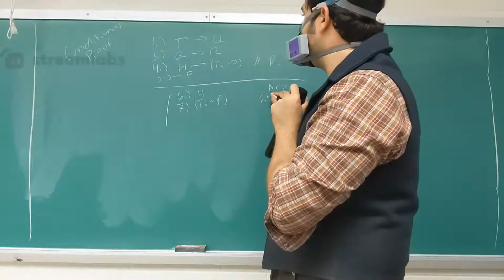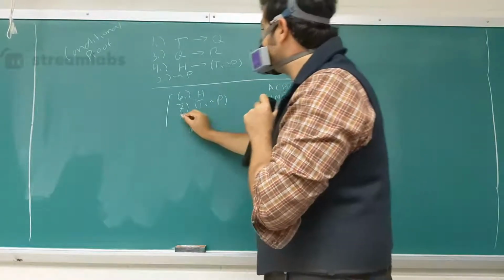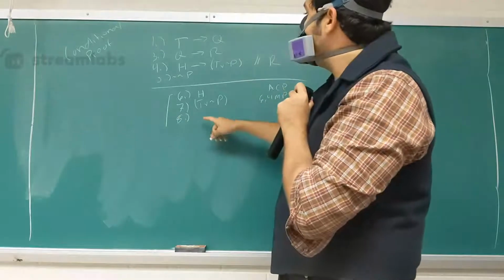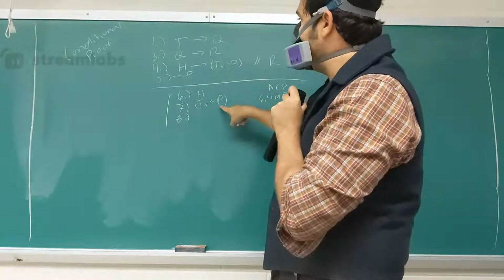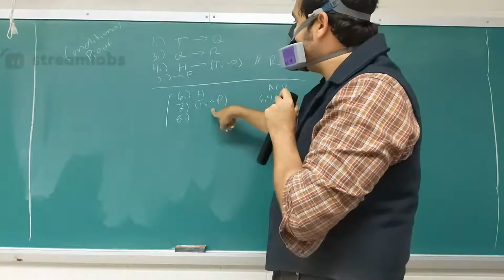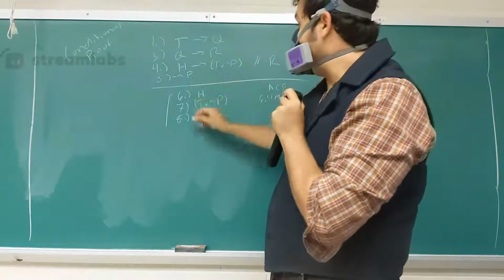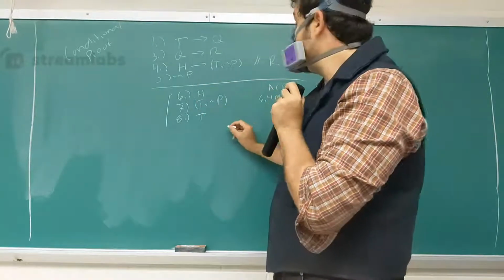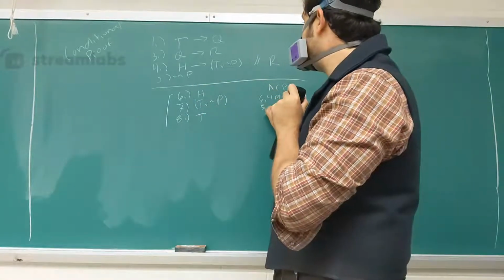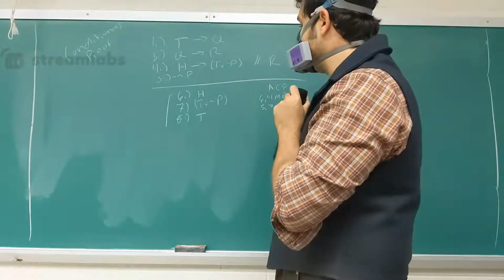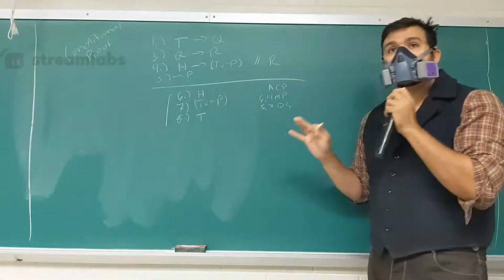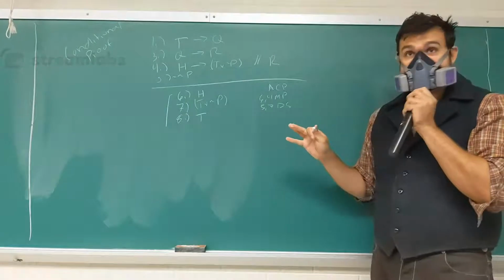From 6-4 modus ponens, 8. Well, given this assumption, I've gotten this, and given this, and 5, I can get T, right? So I could say 5, 7, disjunctive syllogism. Now that's all I wanted to do with this assumption.